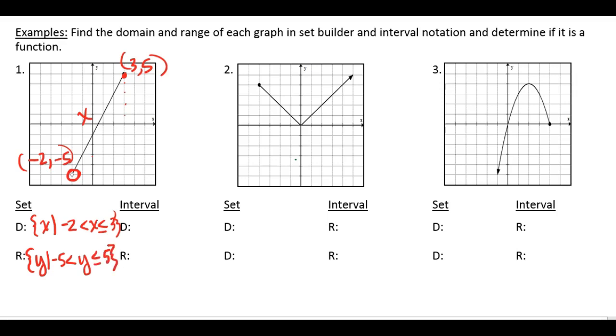All right, notice we changed our variable because we're dealing with x's and y's. Interval notation, we would write this as parentheses, because it's not equal to, -2, comma, to 3. Bracket on 3 because it's a closed circle. For the range, parenthesis, -5 to +5. Bracket. Try the next one.